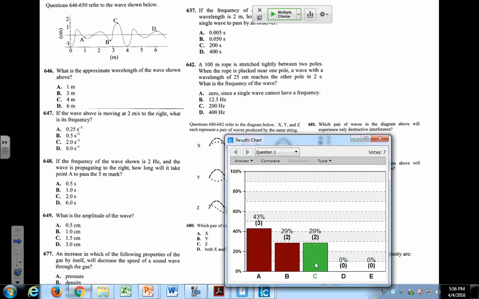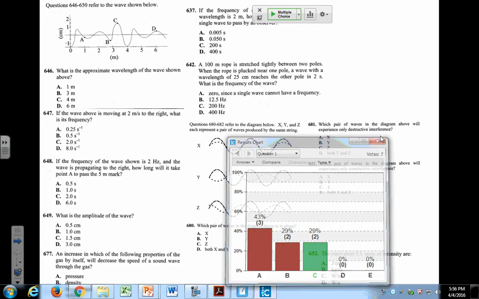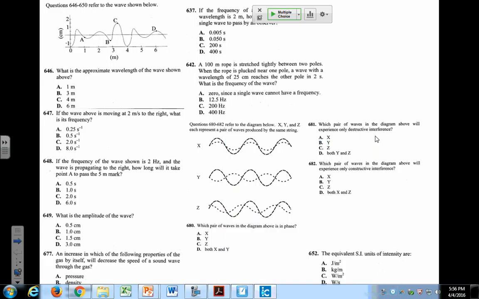Okay, the answer is C. Is that what you're going to say? It is C. It's 4 meters. Because if you notice, it repeats itself. You got this little feature right here, you get that same feature right here. It goes from here to here. So this whole function right here is the wavelength. It's the distance for one complete oscillation, and we get one oscillation in 4 meters.